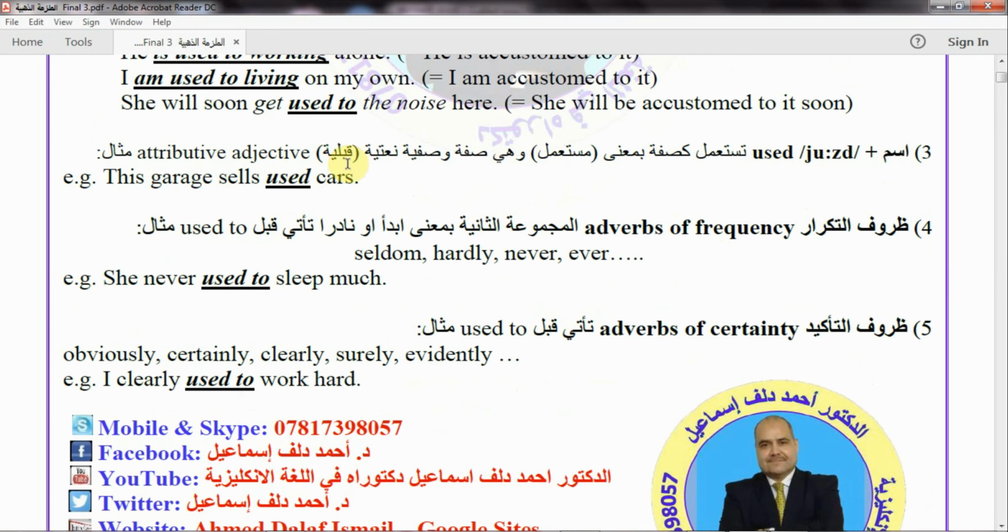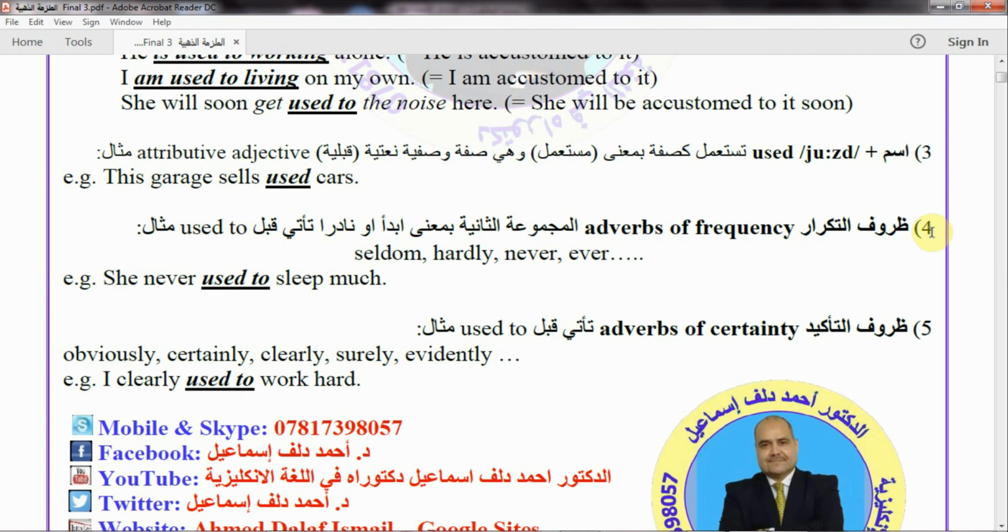وهاي الصفات النعتية القبلية والبعدية هاي ناقشتها في درس كامل ونزلتها على اليوتيوب، درس حول الصفات، أنواع الصفات واستعمالات الصفات، اللي يحب يرجع لها وياخذ معلومات إضافية عن الصفات. فهنا used استخدمتها كصفة ويجي بعدها الاسم الموصوف. مثال: this garage sells used cars، يعني هذا الجراج يبيع سيارات مستعملة، فهنا جت صفة.